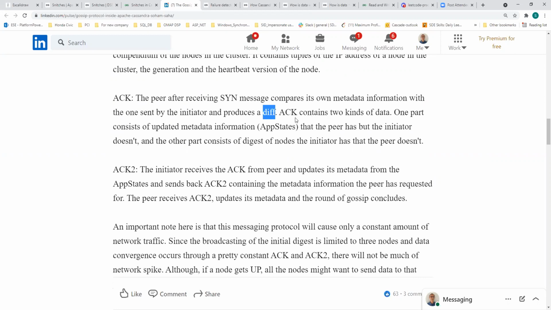And what this difference will have, it will consist of all the updated metadata information, which he calls app states, that the peer has, meaning the one which received this request, but the initiator doesn't. So whatever he has, he's going to send the updated metadata version, so the initiator will know about it.